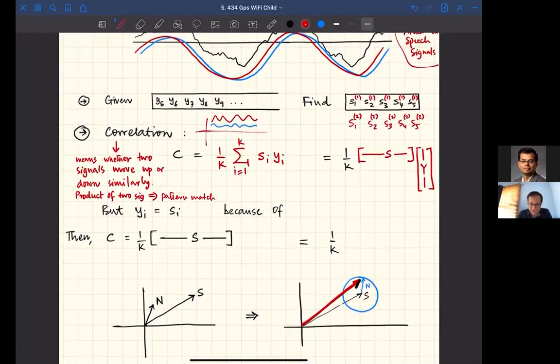Now, if YI is exactly SI, then great, right? Then it'll be a perfect match with whatever you are looking for. But in general, what happens is YI is nothing but SI plus NI, where NI is noise, and this is because of hardware noise. So what is hardware noise?